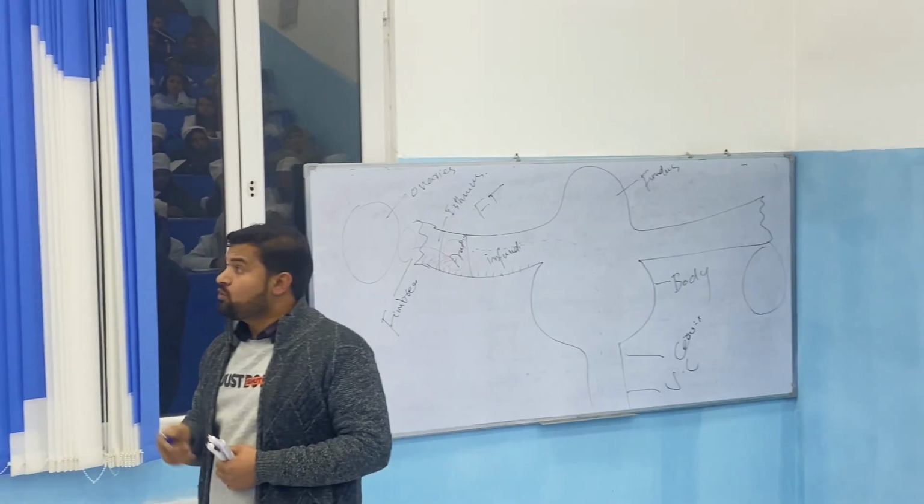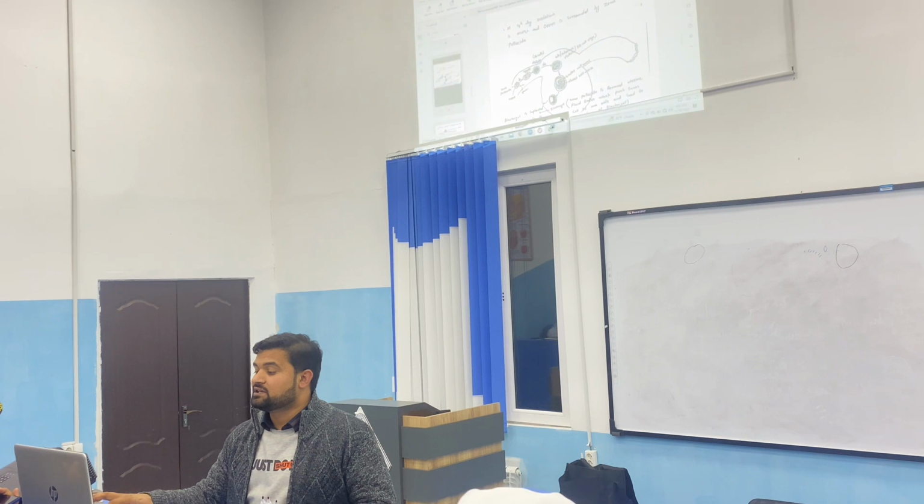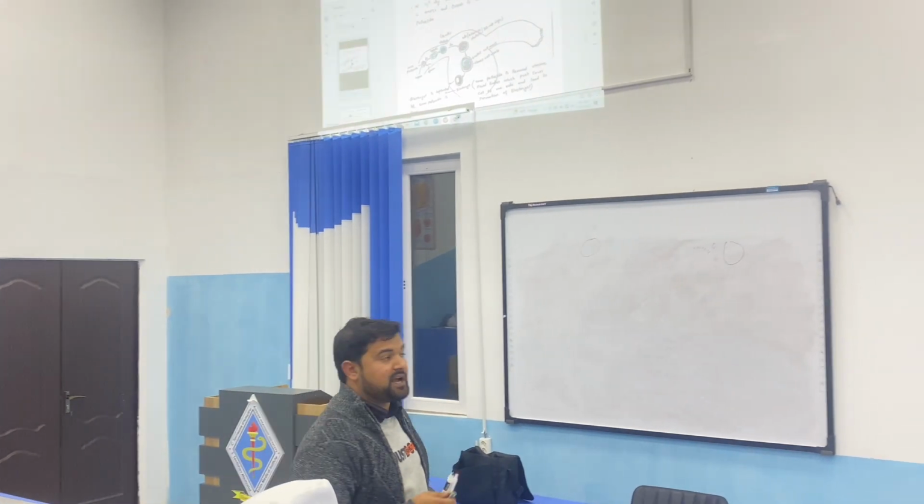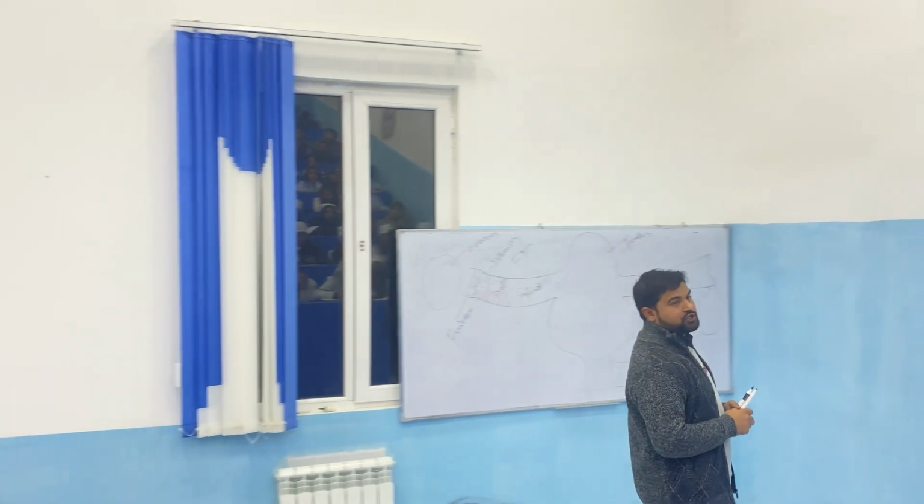So the question: what is the main site for fertilization? What is the site of fertilization? That is the ampulla of the fallopian tube. Fertilization occurs in the ampulla of the fallopian tube.